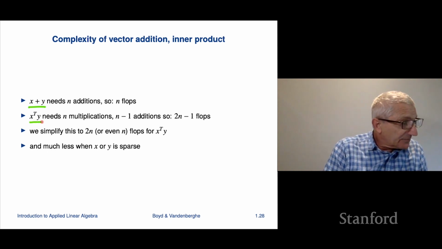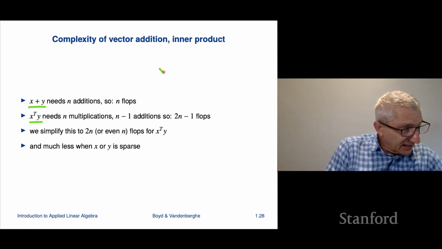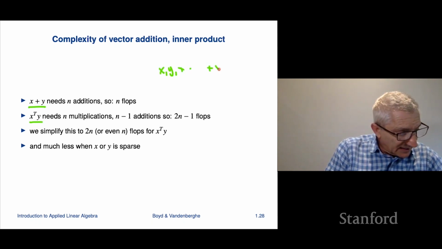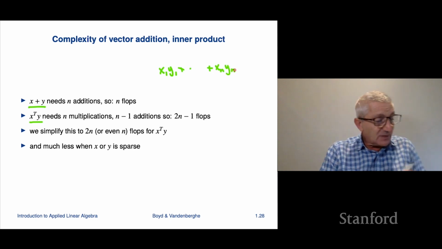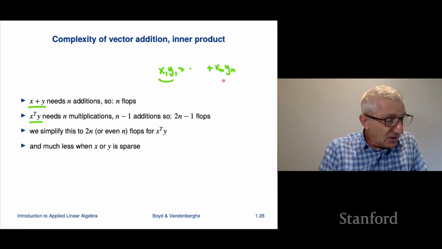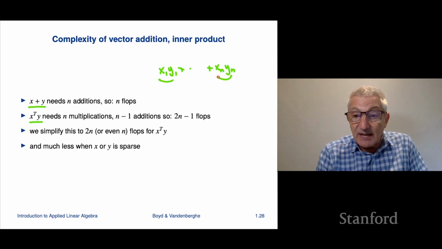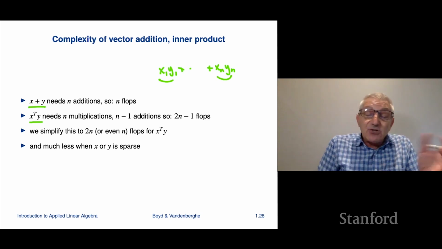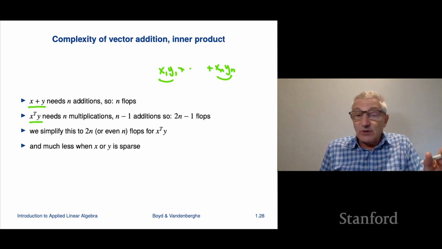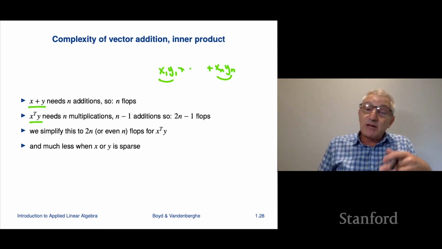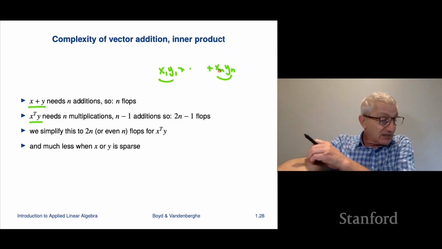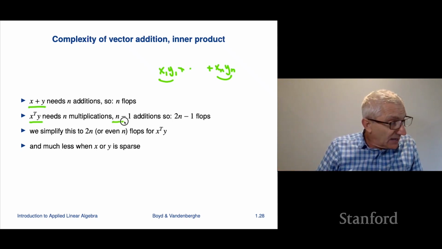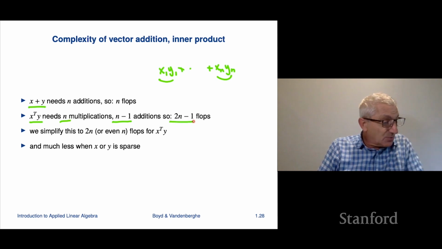An inner product is calculating x1 y1 plus up to xn yn. First you have to multiply all these pairs, and there are n of those, so you have n multiplications, and then you add them up. When you add two numbers, that's one addition. When you add three numbers, that's two additions. So when you add n numbers, that's n minus 1 additions. Altogether, that's n multiplications and n minus 1 additions, so 2n minus 1 flops.